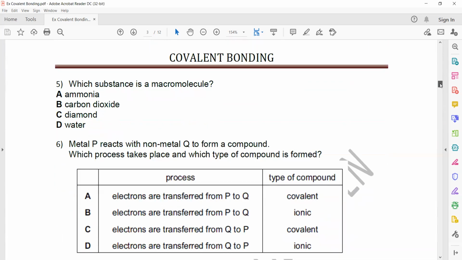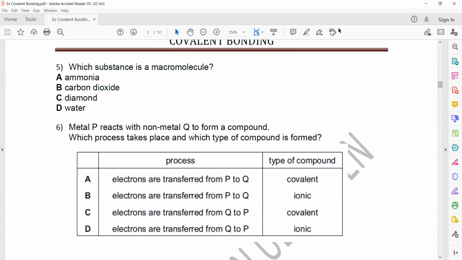Which substance is a macromolecule or a giant molecule? As we discussed in the macromolecular topic, you only have to learn 3: diamond, graphite, and silicon(IV) oxide. These are the 3 macromolecules you have to learn as examples. So directly we'll mark C as the right answer.